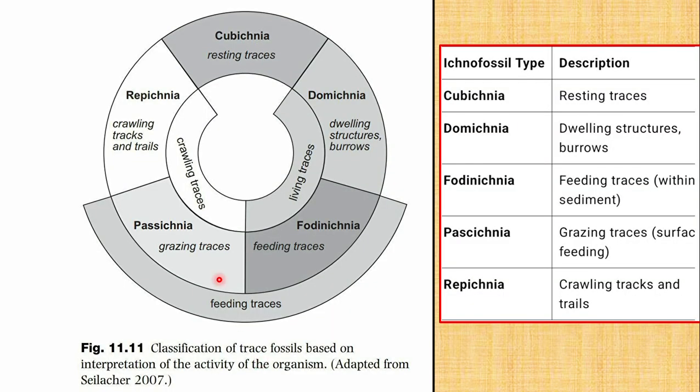Let's discuss. Okay, see this picture. Cubichnia is a resting trace. Domichnia is the dwelling structures like burrow, and Fodinichnia is the feeding trace, and Pascichnia is the grazing trace, and Repichnia is the crawling trace and trail. See this one, this is the ichnofossil. Cubichnia is the resting traces. Domichnia is the dwelling structures and burrow, and Fodinichnia is the feeding trace within the sediment. Pascichnia is the grazing trace, surface feeding, and Repichnia is the crawling track and trail.